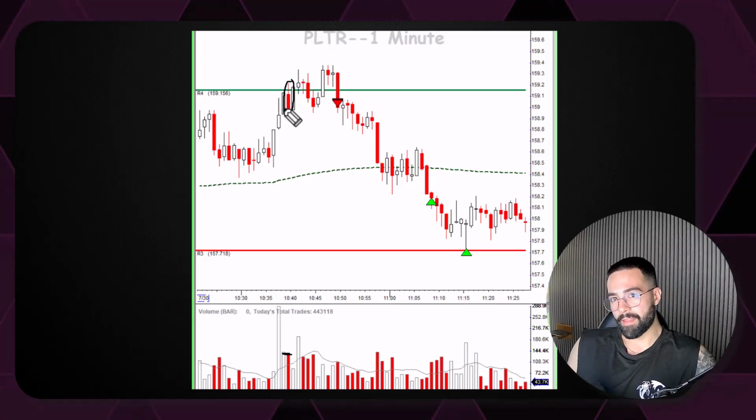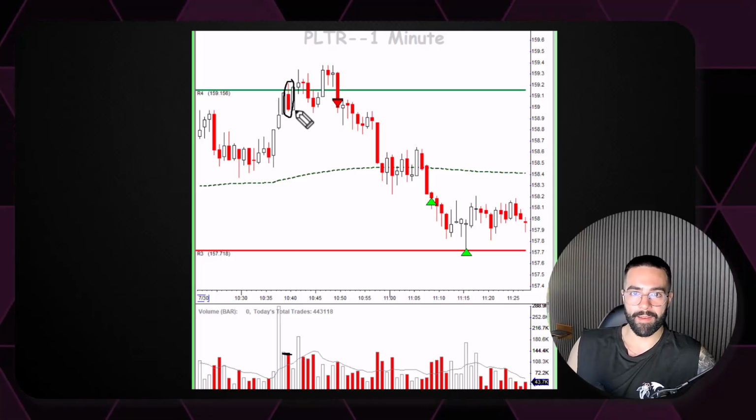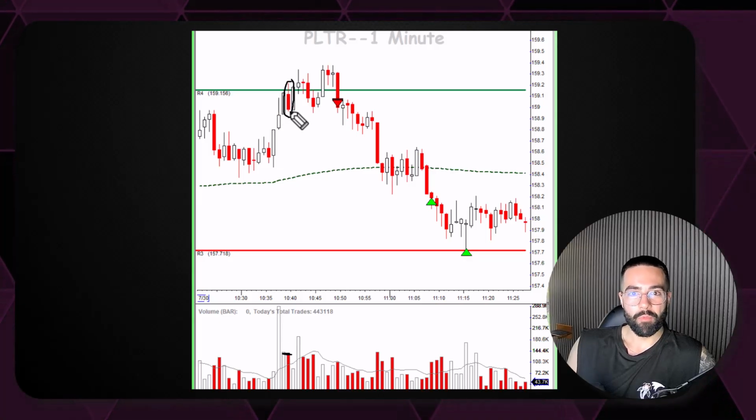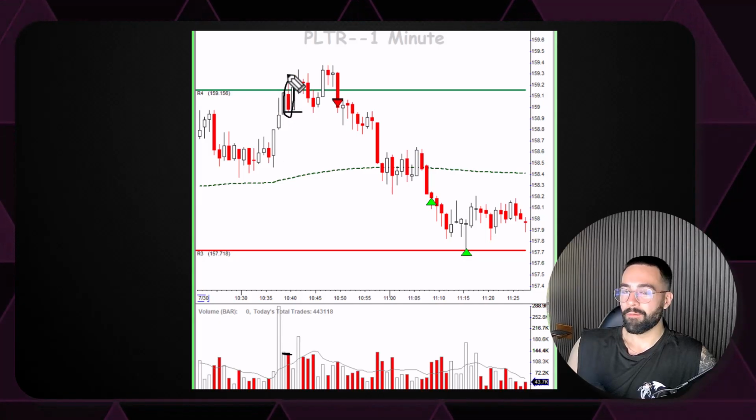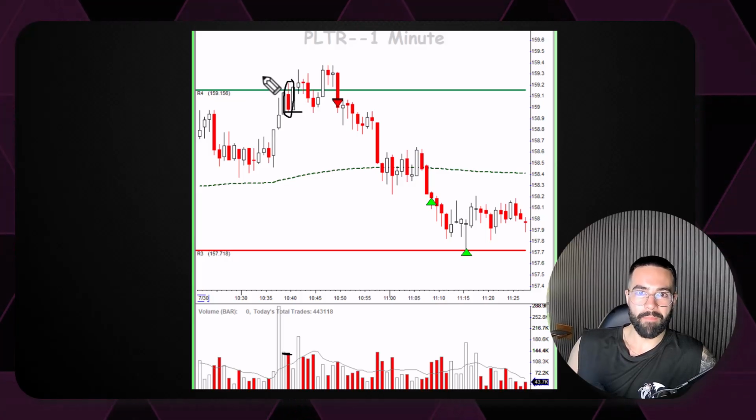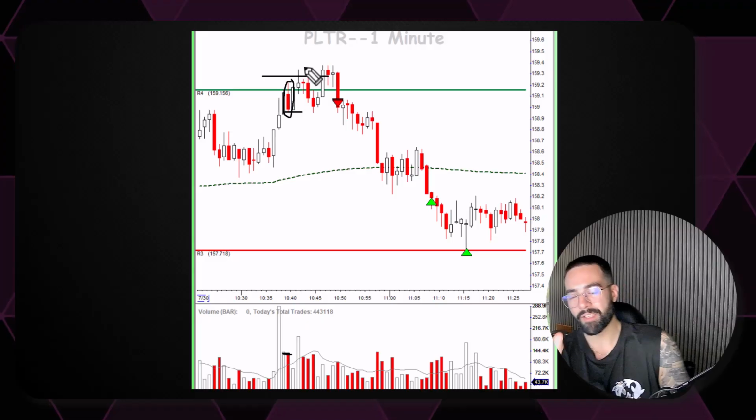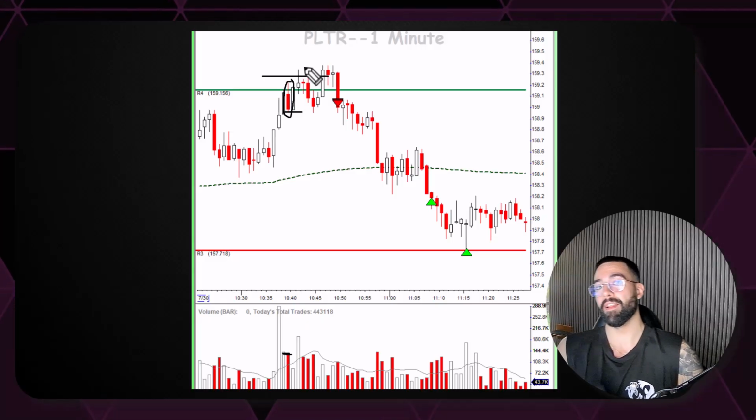Here it could be really tempting to jump to the short side because we see VPA, we know we're right at R4. We could jump short right here. Where we would have placed our stop loss at that point, maybe right here to give it a little bit of room, we would have taken a loss on that trade. So that's the power of waiting for your fair value gap.